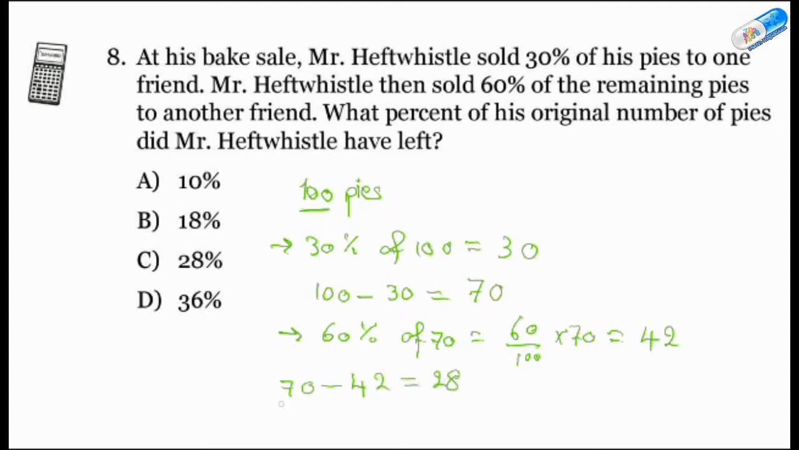So 28 is what percent of his original pies? His original number of pies was 100, so 28 is, of course, 28% of 100. So this means that the answer is letter C, which is 28%.